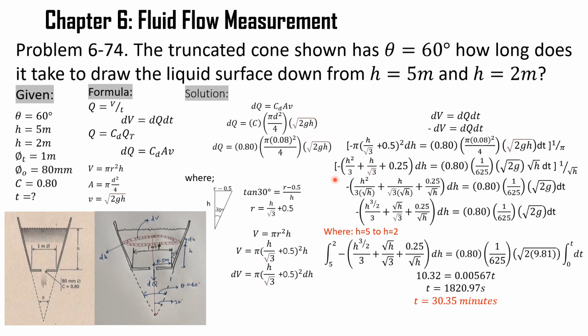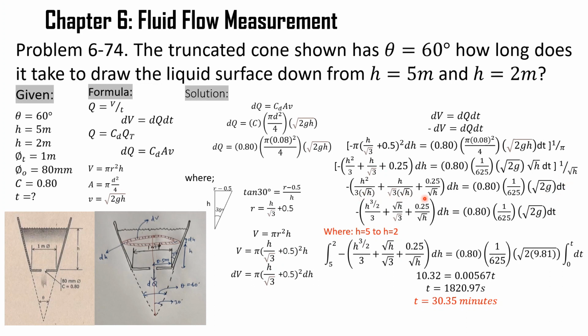So we now have negative h squared over 3 plus h over square root of 3 plus 0.25 dH equals 0.80 times 1 over 625, and separating the h to be transposed on this side, it will become square root of 2g times square root of h dt. Multiplying both sides by 1 over square root of h to combine like terms, we now have negative h squared over 3 times square root of h plus h over square root of 3 times square root of h plus 0.25 over square root of h dH, which equals 0.80 times 1 over 625 times square root of 2g dt.